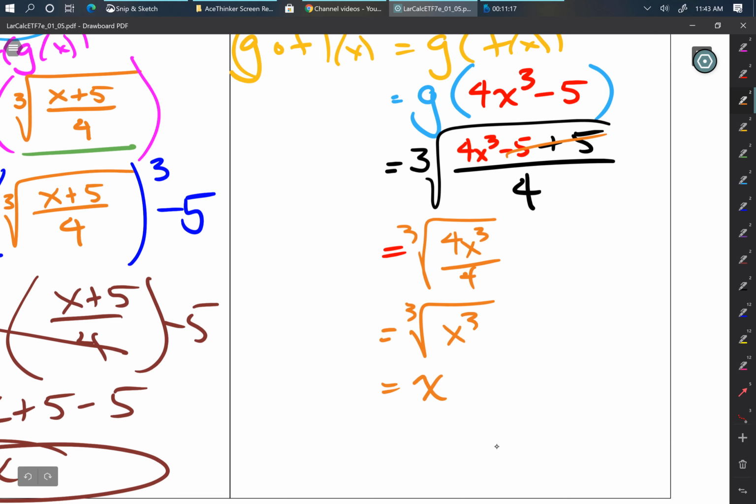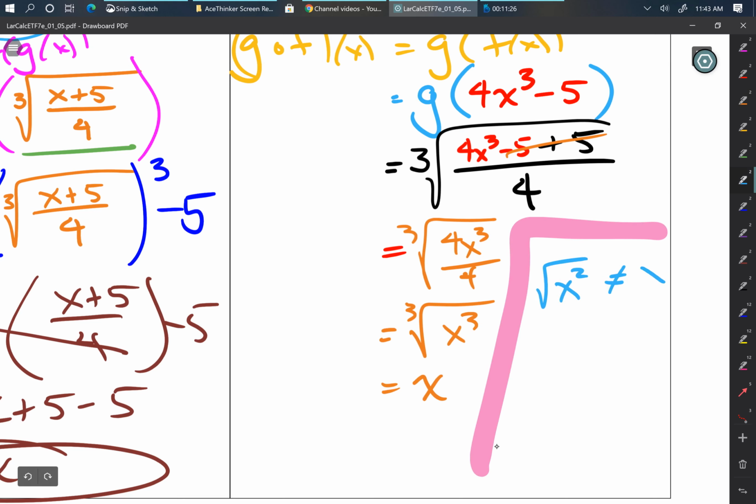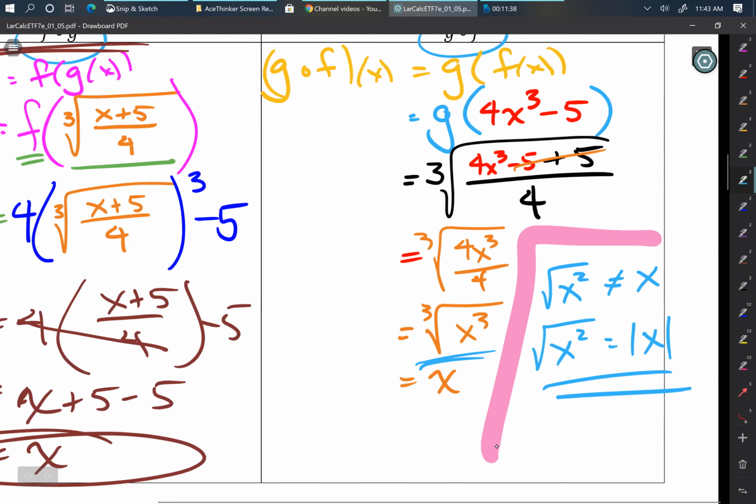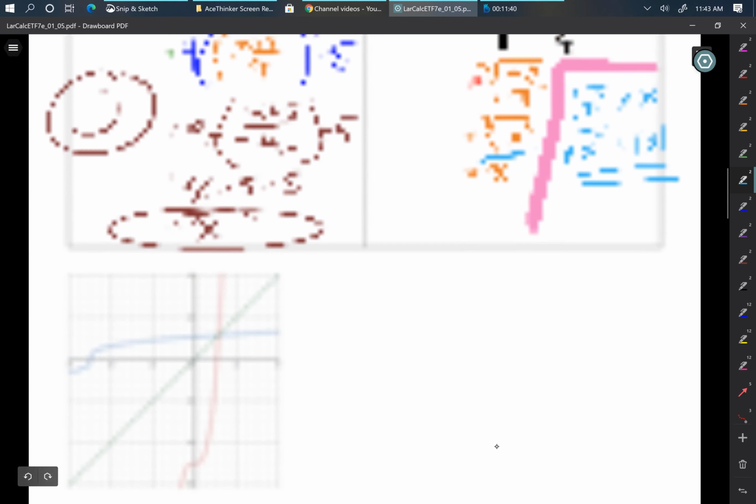Okay? Just as a complete note, remember that the square root of x squared is not equal to x, right? The square root of x squared is equal to the absolute value of x, because it's an even root. This is an odd root. We don't have that issue here. Okay? If you're confused by that, you should research it. Take a look at that.